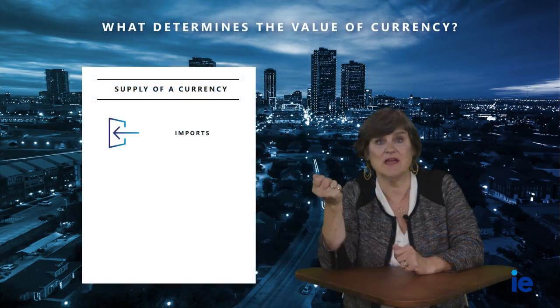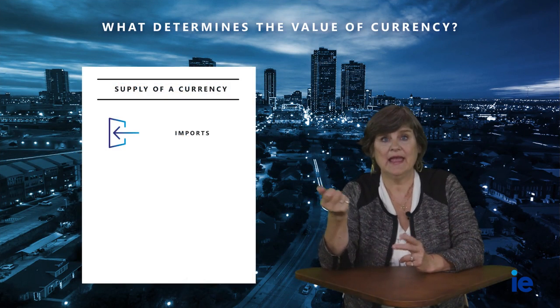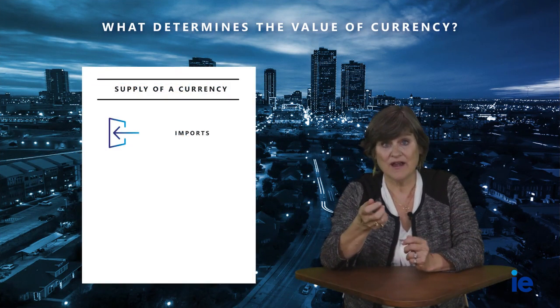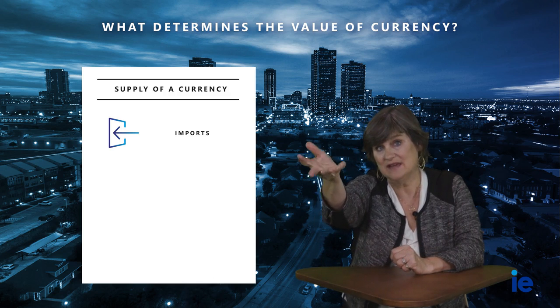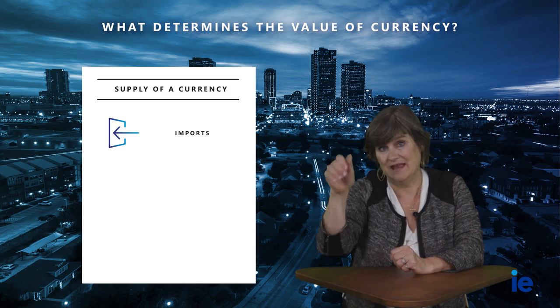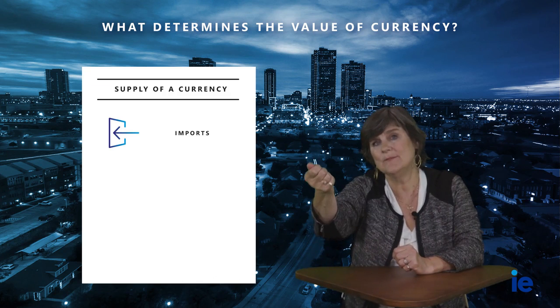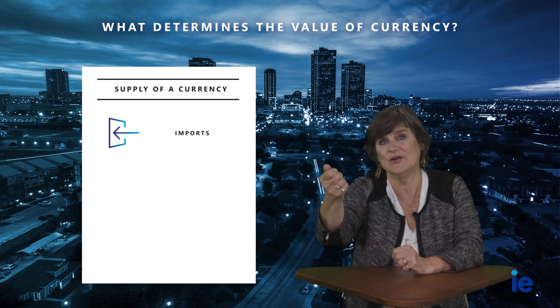Well, the first thing that would drive the equilibrium, if we're thinking on the supply side, why would I supply, say, dollars to the international currency market? Well, I would supply dollars so that I can buy imports from other countries. If I want to buy a Japanese car, the importer will first have to provide the dollars, buy the yen, and then obtain the car. So imports lead to a supply of a currency.